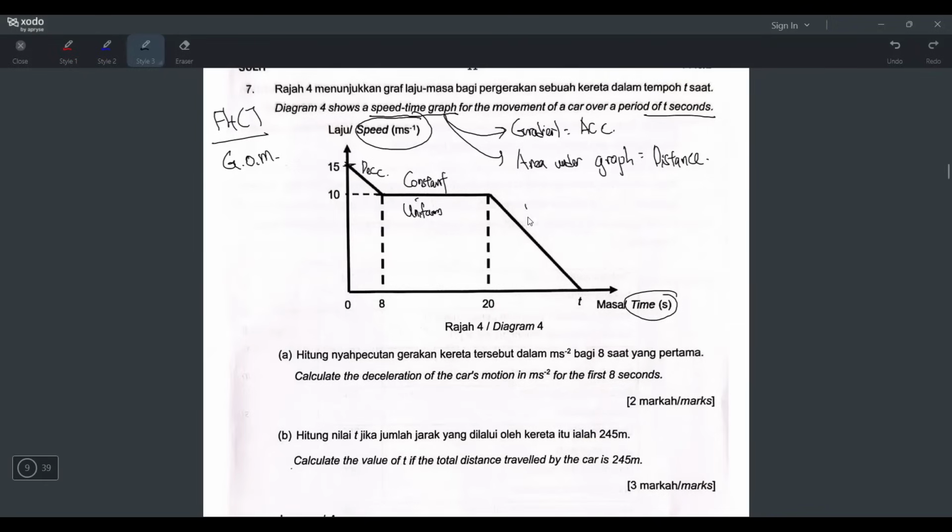And then what about here? Decelerate. And decelerate until it reaches the speed 0 lah. This is when the kereta sudah berhenti, sudah stop. Because the speed is 0 here.